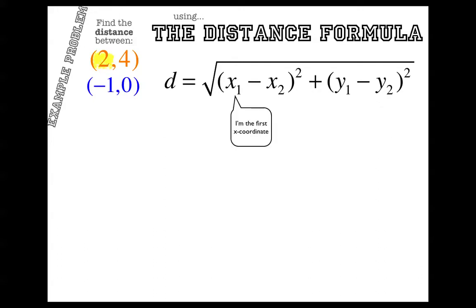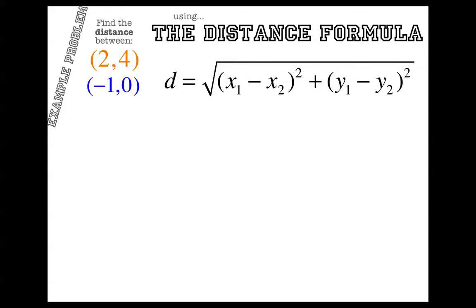All right, the x1 is the first x-coordinate. It's the x-coordinate of the first point. The x2 is the second x-coordinate. It's the x-coordinate of the second point. So x1 is 2, x2 is -1, y1 is the first y-coordinate, and y2 is the second y-coordinate. Okay, that's not too bad.